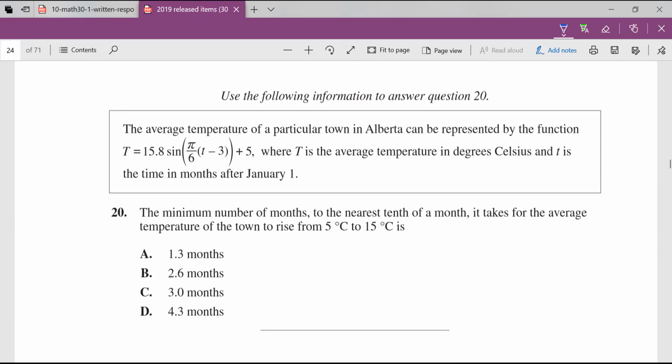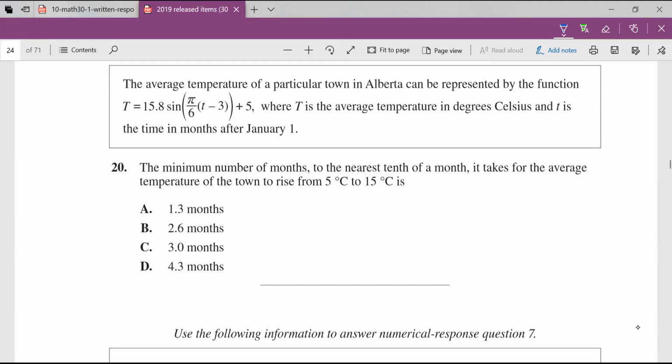All right, the average temperature of a particular town in Alberta can be represented by the function where it's sine. And remember, on application questions, friends, we're always in radian mode. Application always in radian mode. The minimum number of months to the nearest 10th of a month it takes for the average temperature of the town to rise from here to here. Oh, this is an interesting question. Okay, what we're going to do, friends, is we're going to graph this thing.